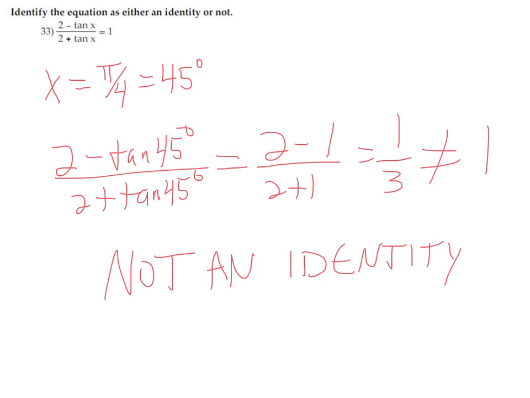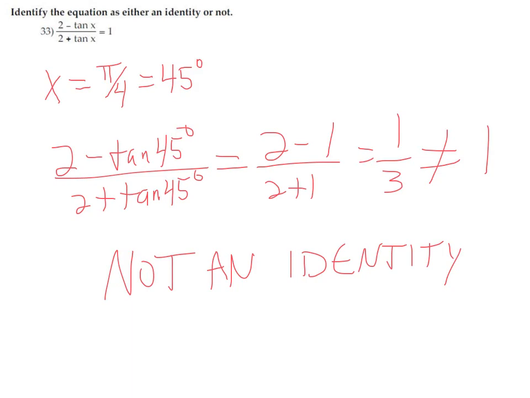Alright, so this is an example of showing something is not an identity. All that it takes to prove something is not an identity is one example where it doesn't work. I use pi fourths because tangent evaluates to 1, which makes a very easy problem. And I use 45 degrees instead of pi fourths because I didn't want to keep writing fractions inside of fractions. And it all worked out that it didn't work.